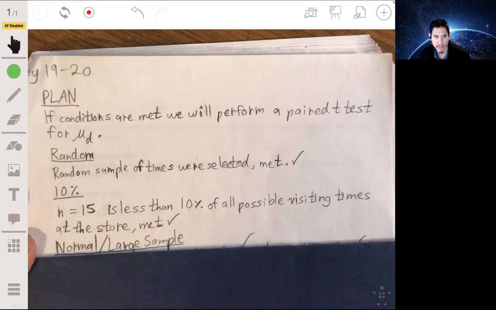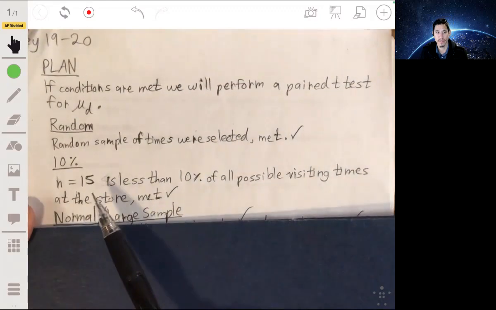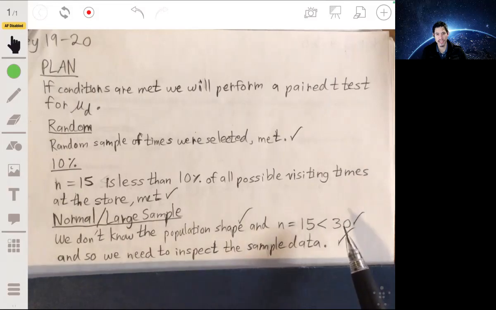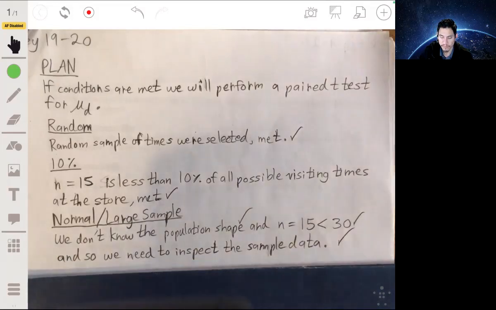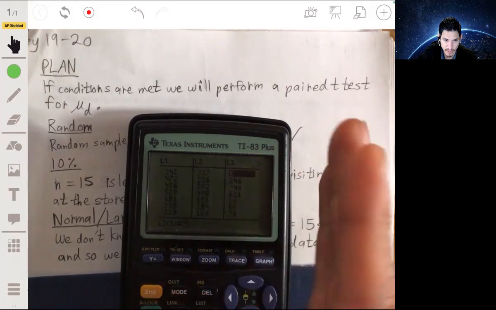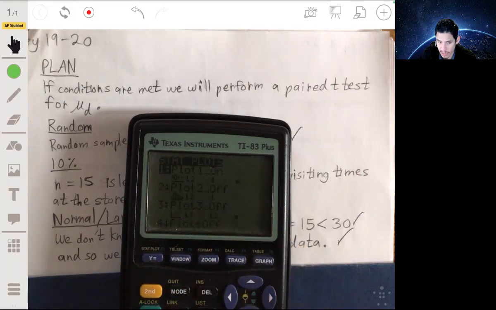And normal large sample. Now, normal large sample, it doesn't say that the population is normally distributed, and our sample size is only 15. So this is less than 30. So we're going to need to inspect the sample data. So again, in your calculator, you want to graph the differences. I like to make a box plot. So I'm going to, in mine, it's in list 3. So I'm going to go to plot, turn it on, and use a box plot for the data in list 3.